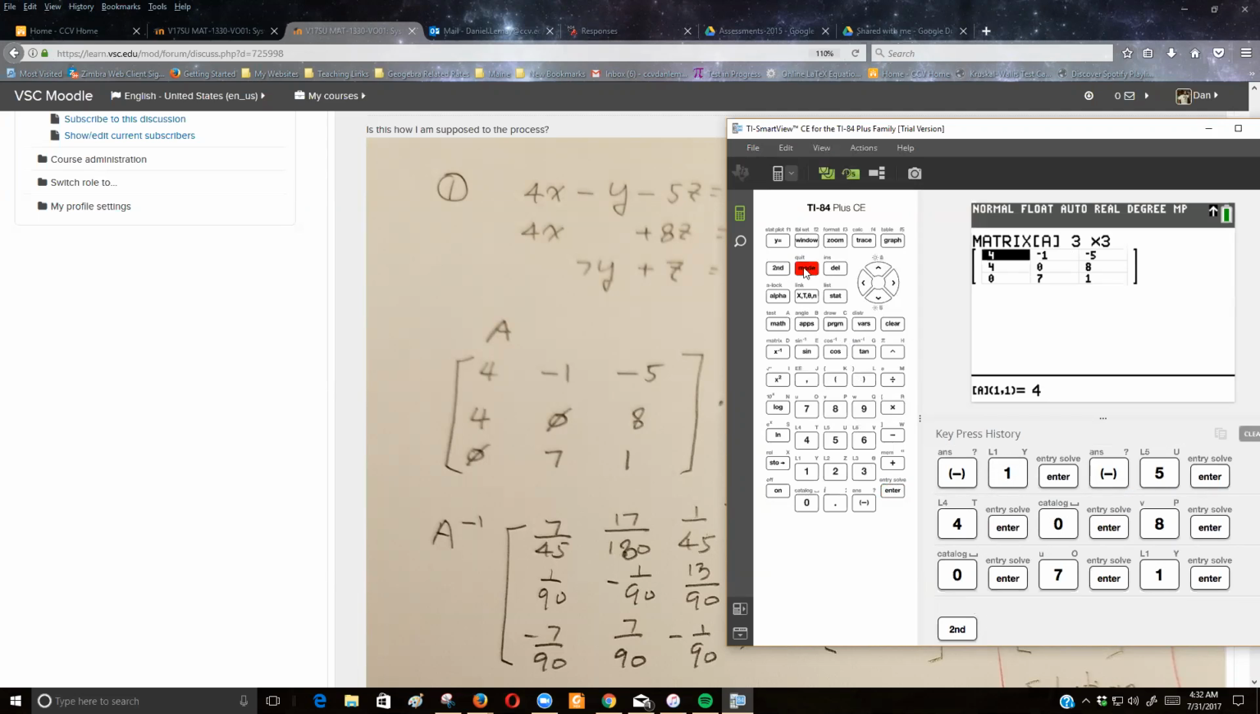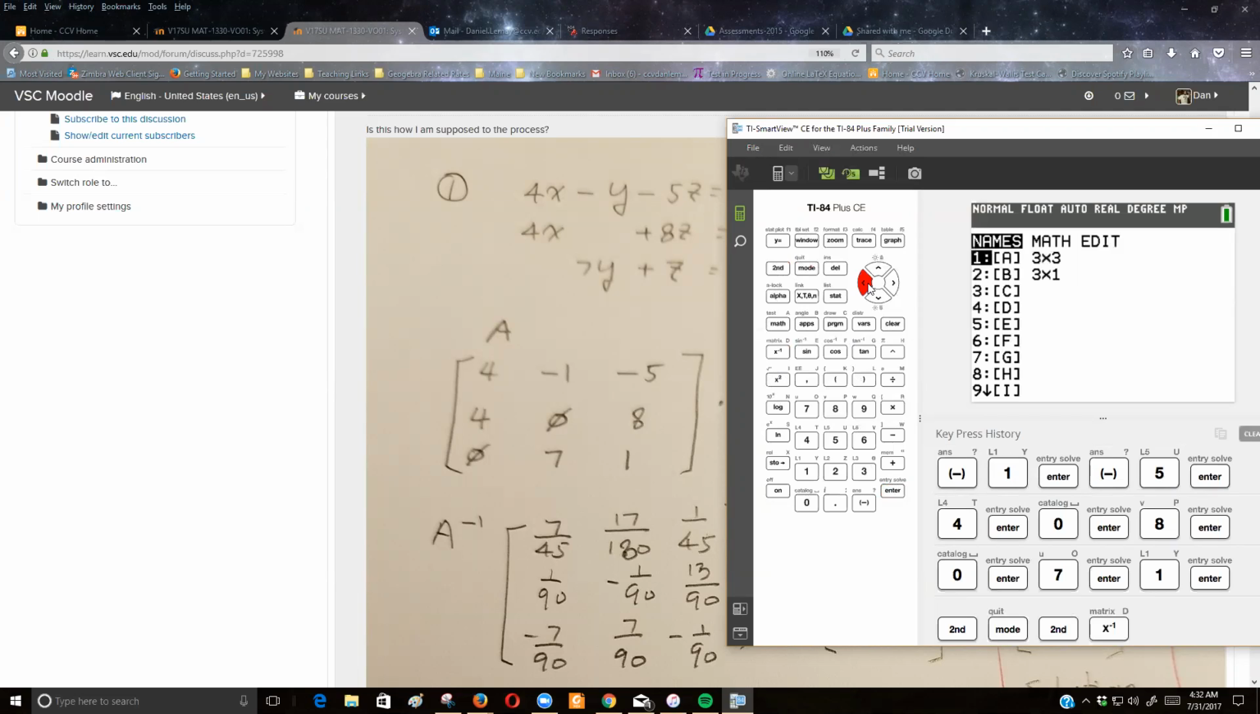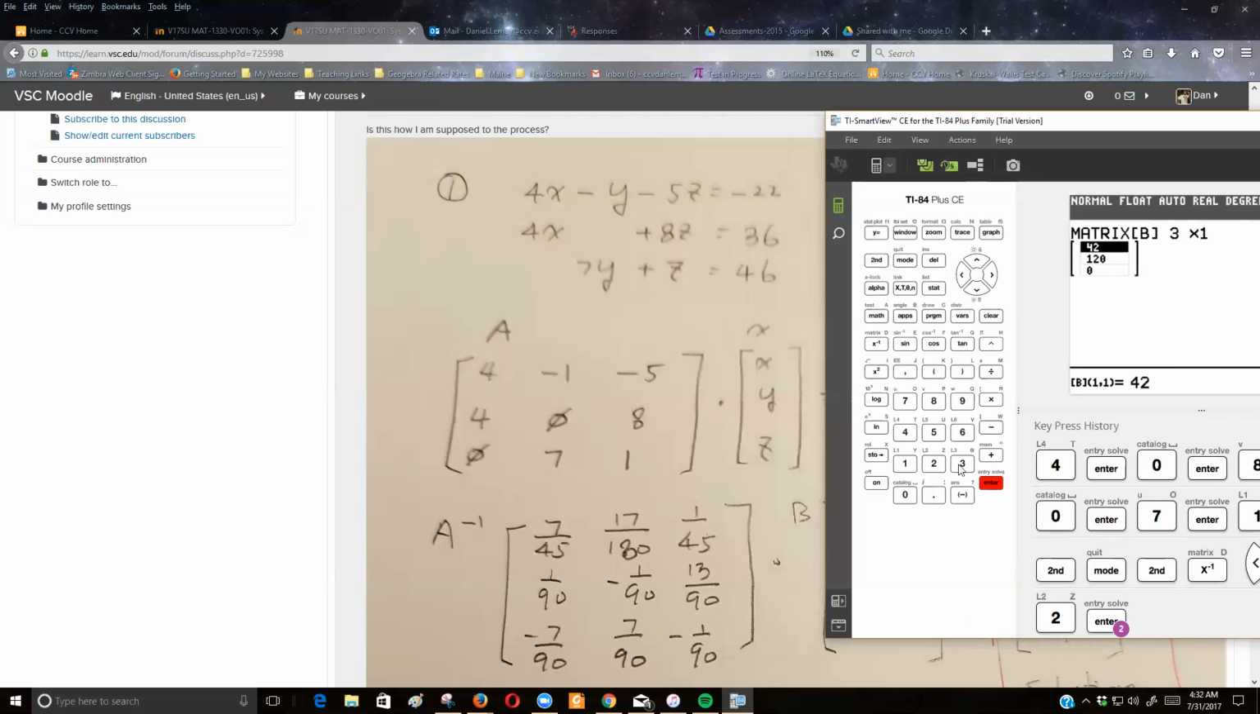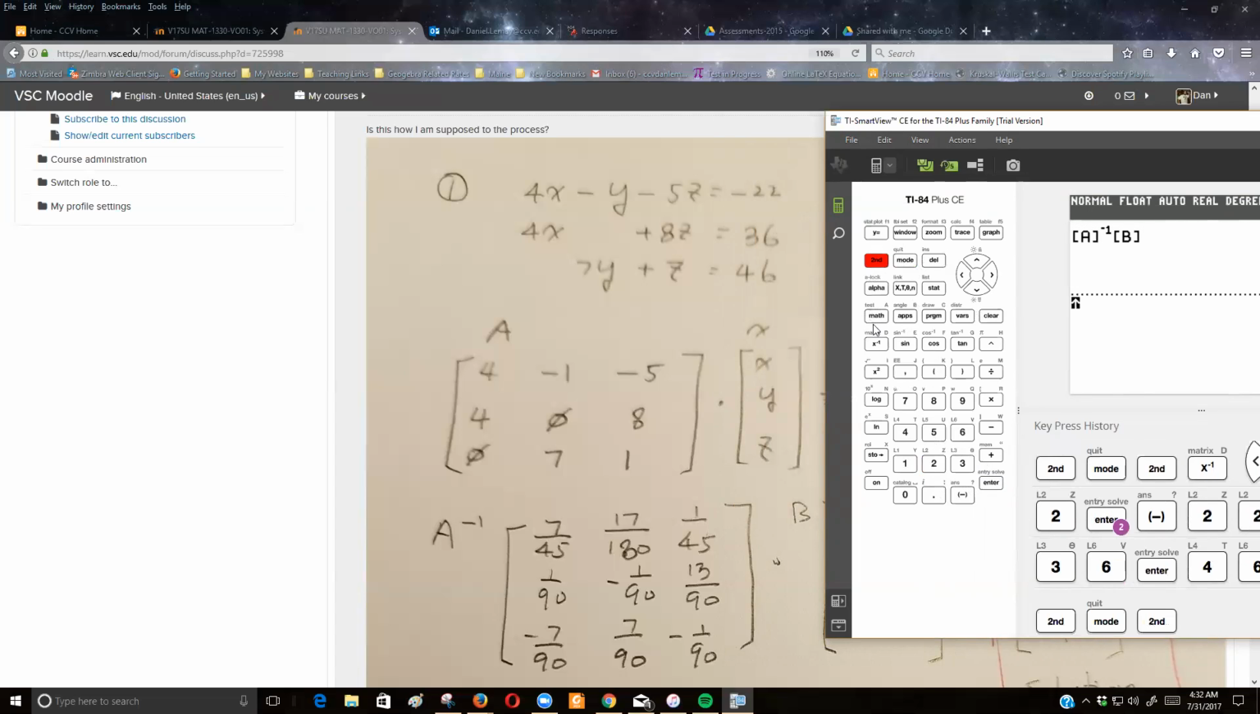So then I'm going to quit this. Sometimes you can just go second matrix again, but I find I make fewer mistakes. So then I'm going to edit matrix 2. Make sure you always come over to the edit if you're going to edit your matrix, because that'll mess it up. Let's see, what is the constant matrix? Negative 22, 36, and 46. Let's see, I think I've got those right. And hopefully I've got the other one right. Maybe I should quit. I should double check before I get on to this.